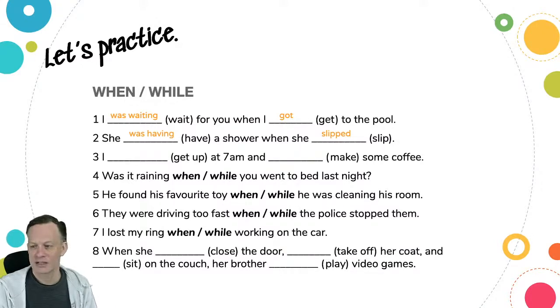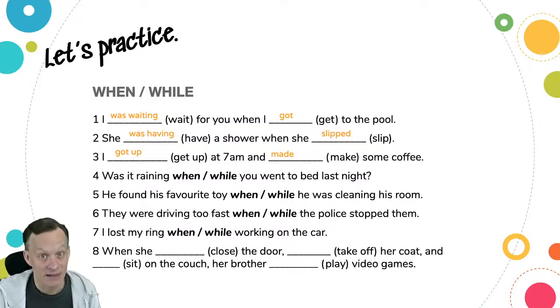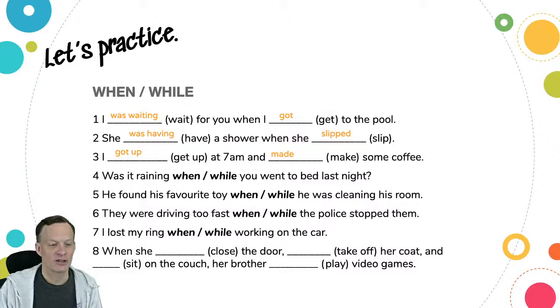Ugo says, I was getting up at 7 a.m. and was making some coffee. Okay. No, Ugo. Got you in my trap. So here we have two things happening, one after the other. So it's a sequence, boom, and then boom. And when we have two things or more things happening in a row, we use only the present or past simple. I got up at 7 a.m. and made some coffee. Very good, Enrique.